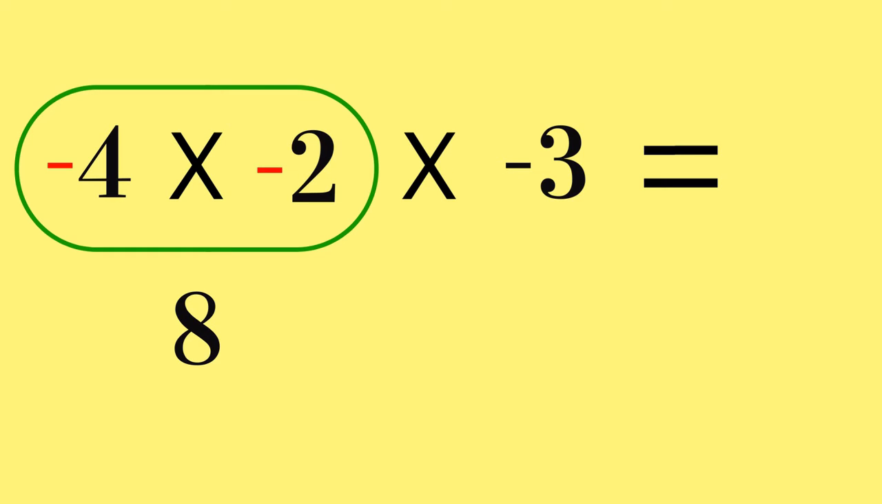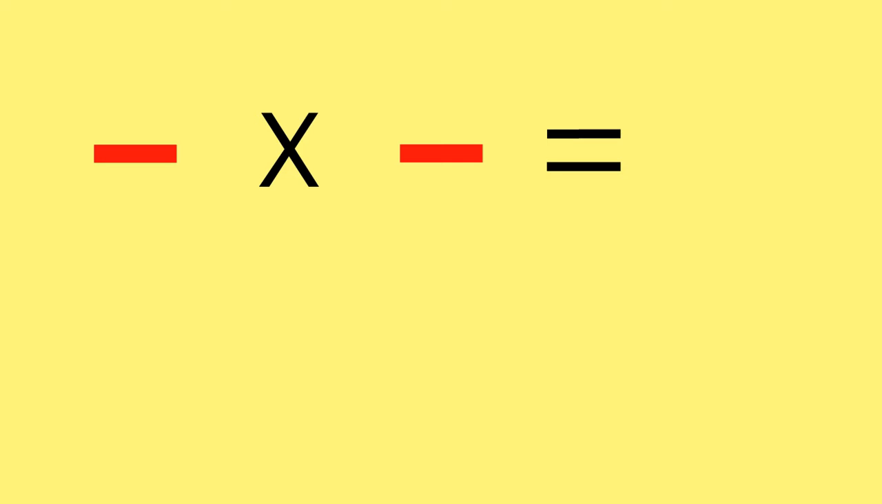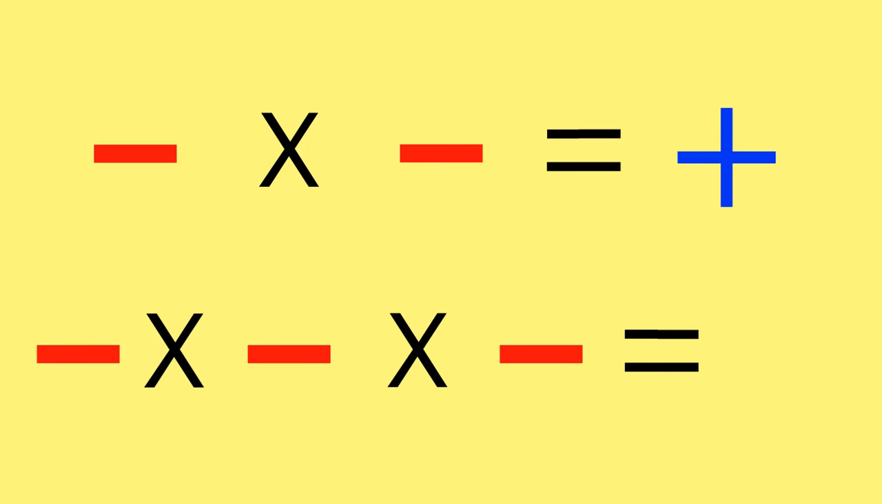Now you have positive 8 multiplied by negative 3. As we have a positive number multiplied by a negative number, we know the answer will be negative. 8 multiplied by 3 is 24, so the answer is negative 24. So although two negative numbers multiplied together will give you a positive answer, three negative numbers multiplied together will give you a negative answer.